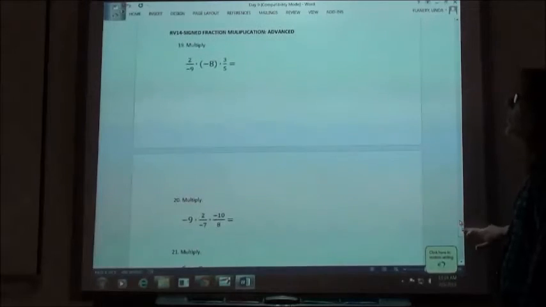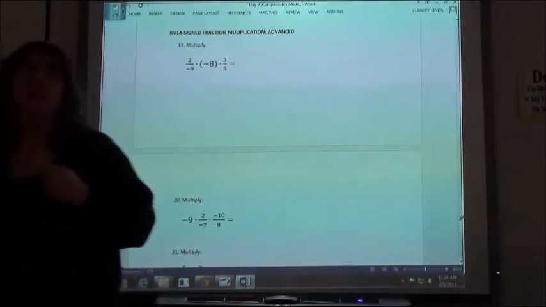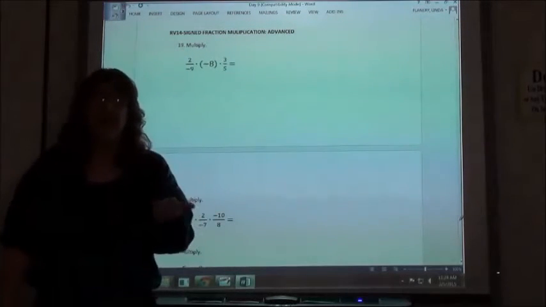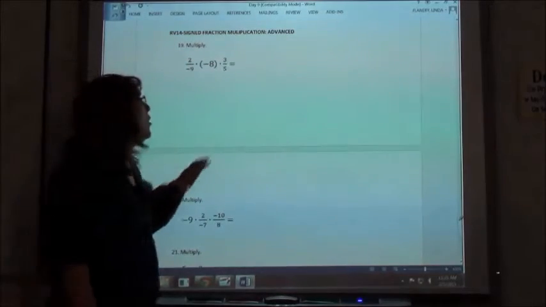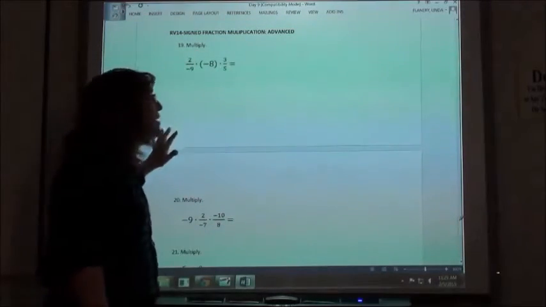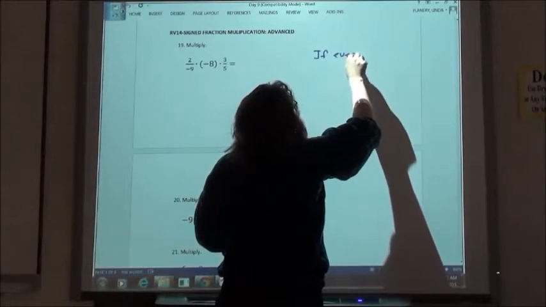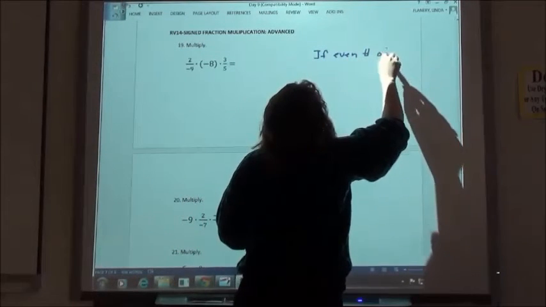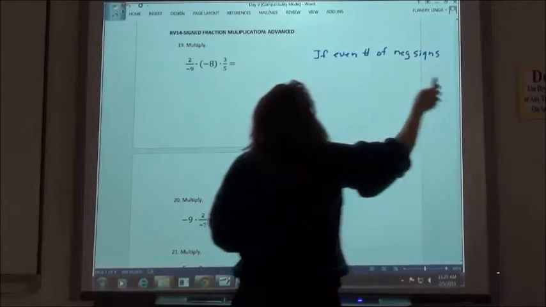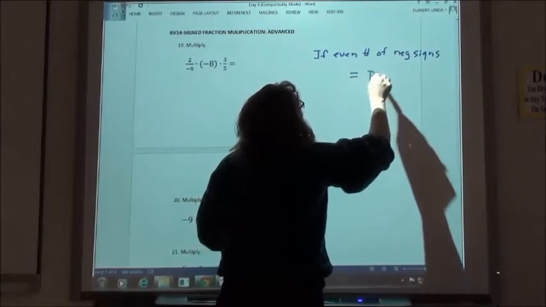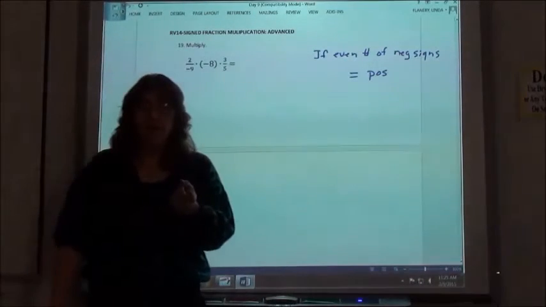Sign fraction multiplication. I'm thinking about my rules for multiplying and dividing, and it says that if I have a negative times a negative, it ends up being positive. So as a general rule, when you're just multiplying and dividing, if there is an even number of negative signs, I'm going to get a positive answer. So a negative times a negative makes a positive.